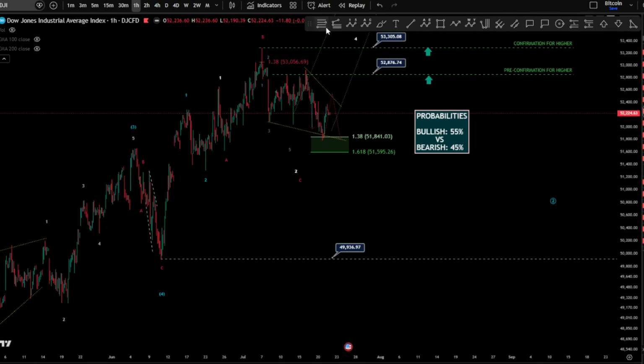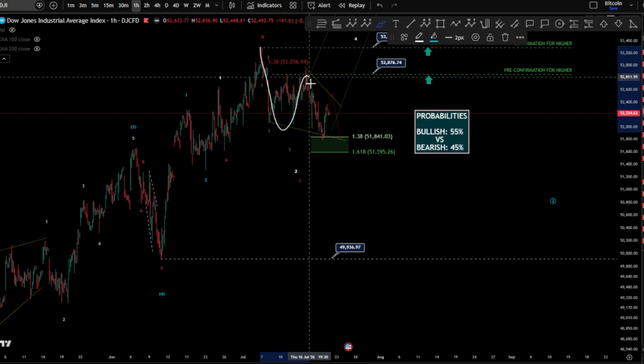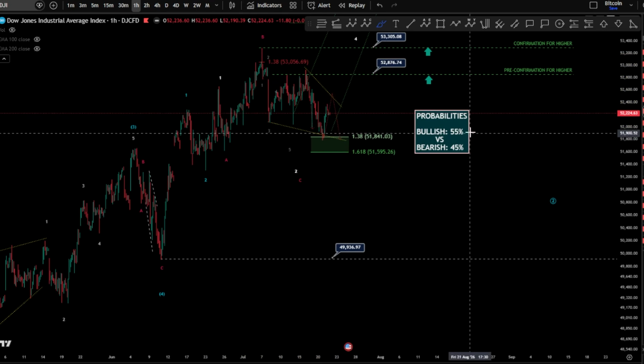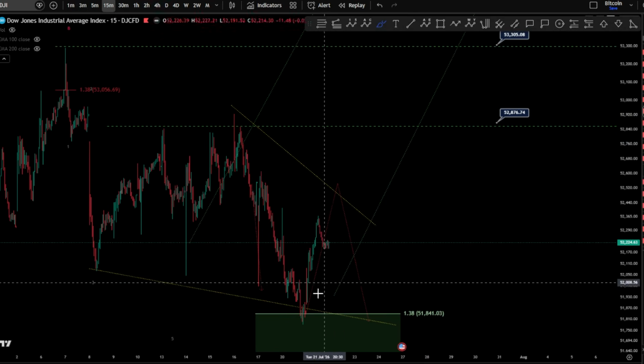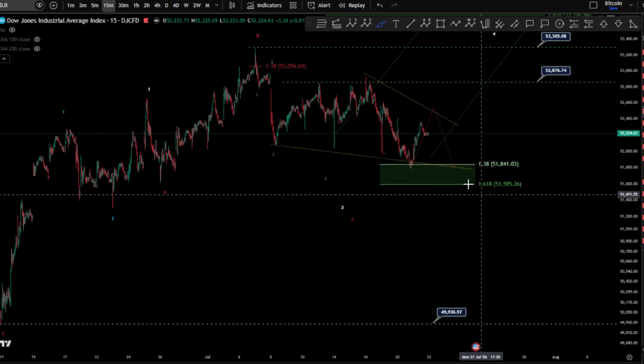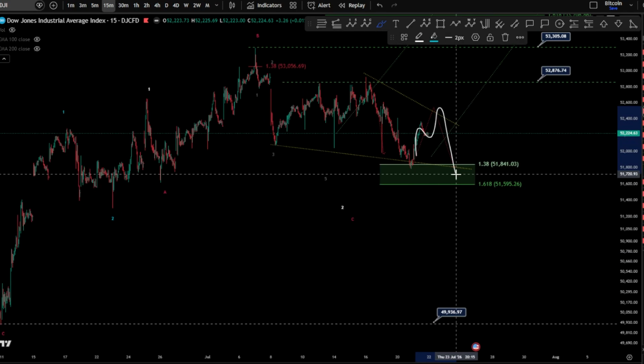For Dow Jones, we're still looking for this ending diagonal, which is, of course, an A, B, and a C, 1, 2, 3, 4, and a 5 perfectly unfolding here. And we're still, of course, in a bullish scenario a little bit. But I believe that after this impulse, we might also see another drop potentially. After A, B, and C, there can be another drop, even hitting the 1.618.